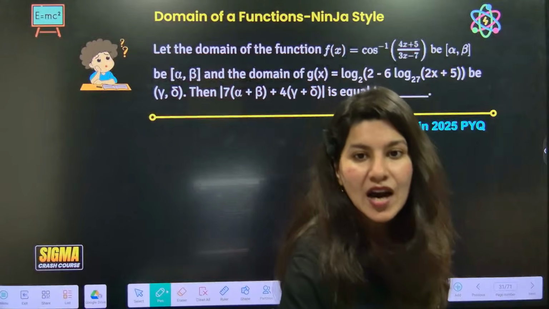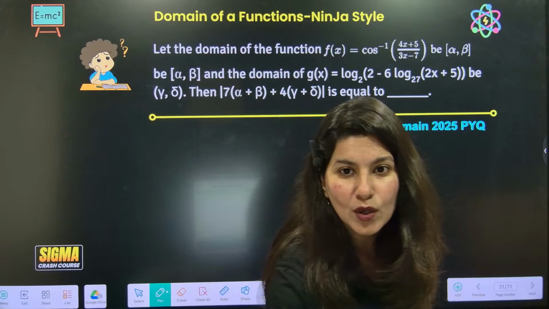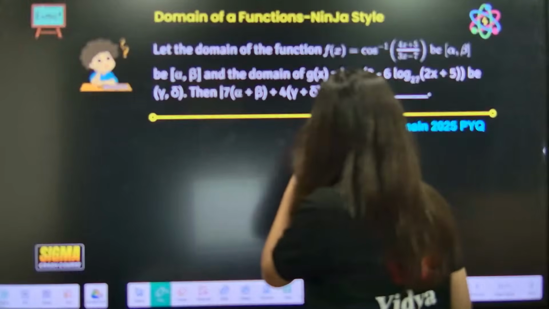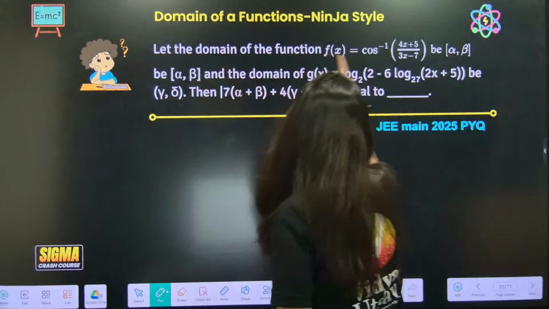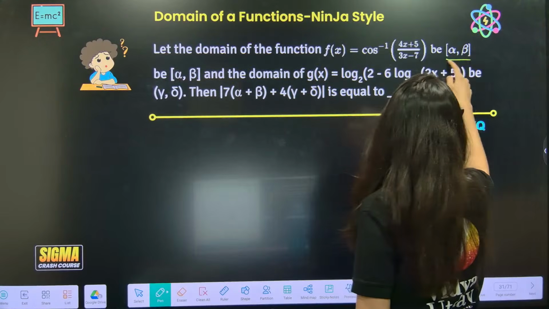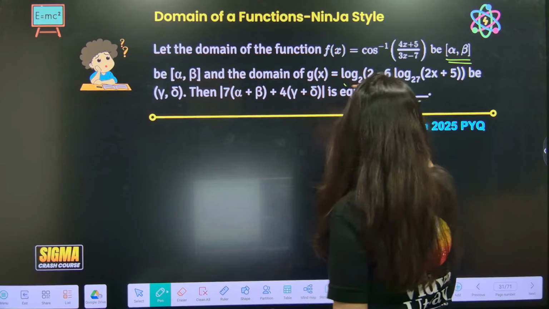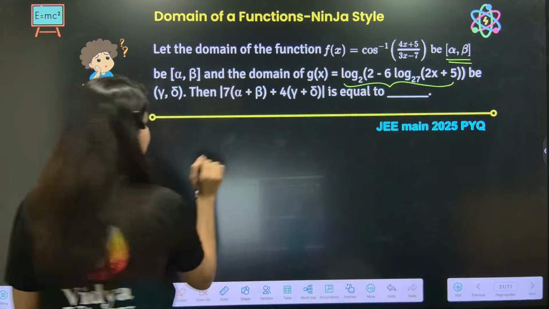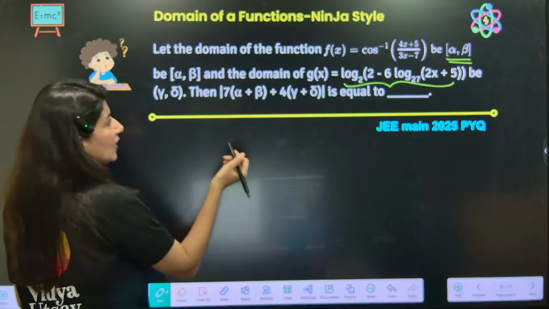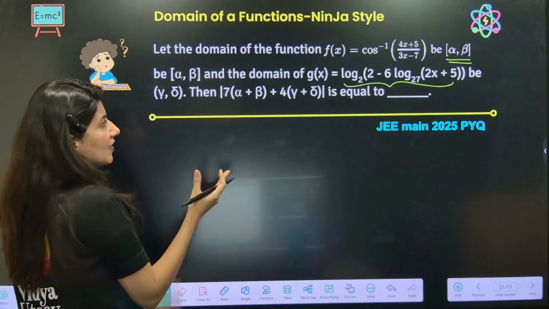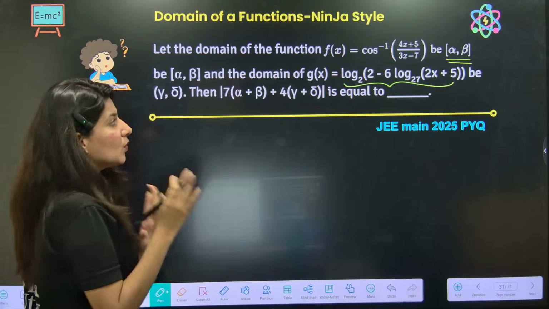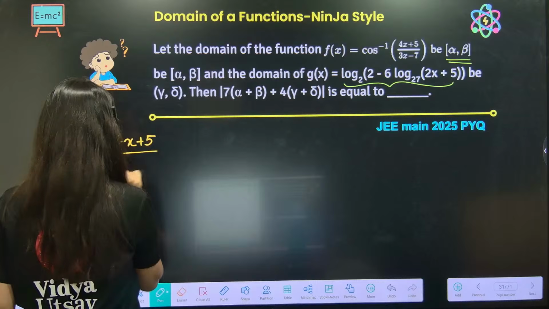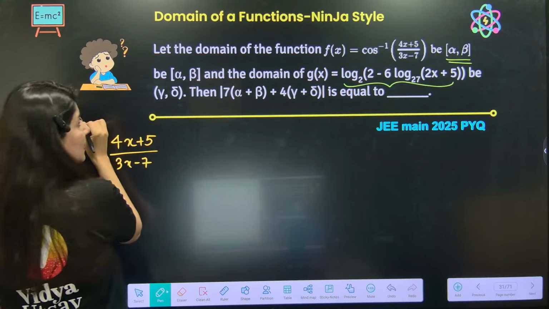Are you ready to decode this question with the Ninja technique? Yes? Okay, let's do it. So Ninja style says the domain of this function f(x) is alpha comma beta, and then the domain of g(x). Now g(x) is having the normal method, so we are going to apply the normal method. Let's first dive into f(x). We know cos inverse, so the traditional method is keeping it between minus 1 and 1. Now Ninja ma'am said that (4x plus 5) upon (3x minus 7), this is what f(x) is.